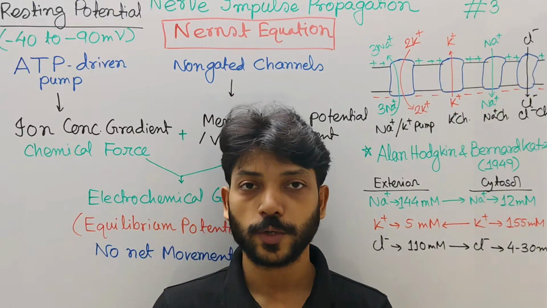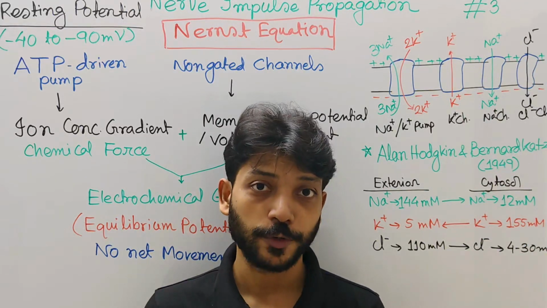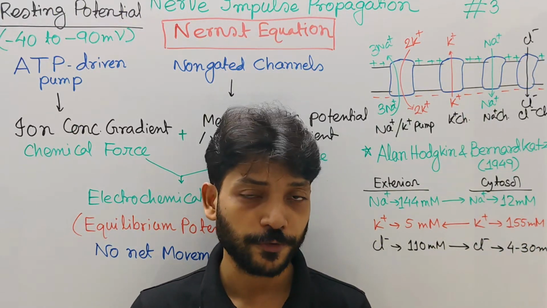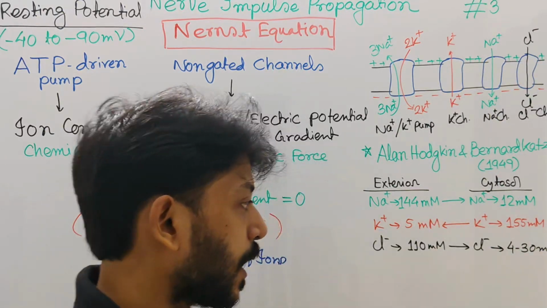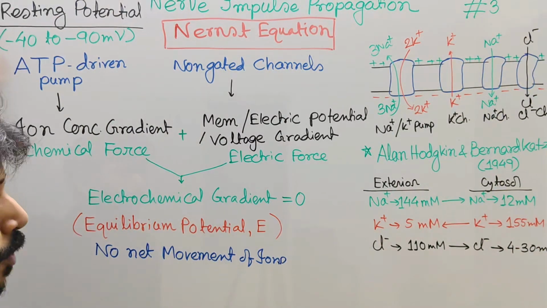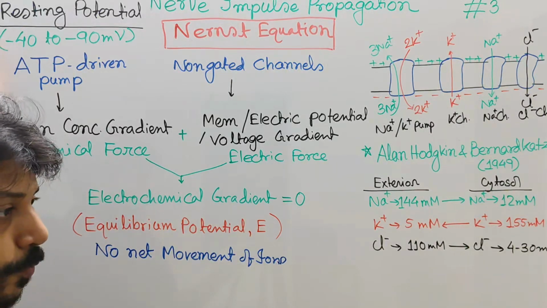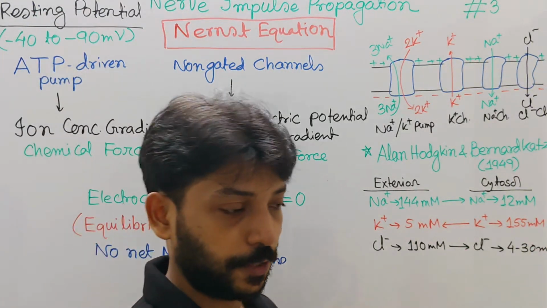Welcome everyone. Today we are going to learn about the resting potential of neurons. But before that, I want to briefly recapitulate what we have learned in my previous video. That is, the resting potential of neurons. The value varies between -40 to -90 millivolts in different species.